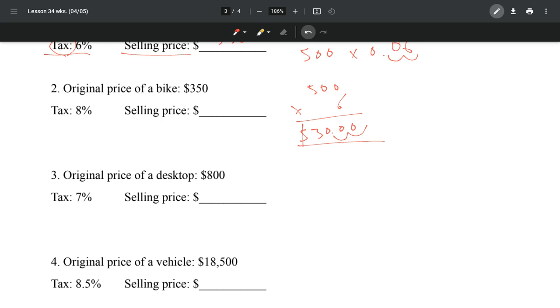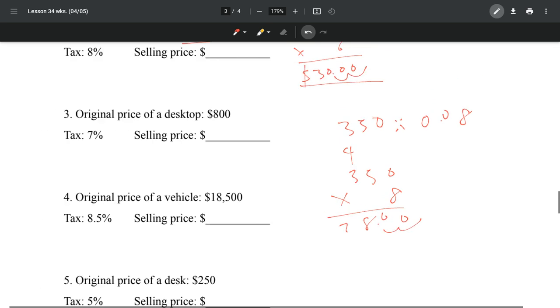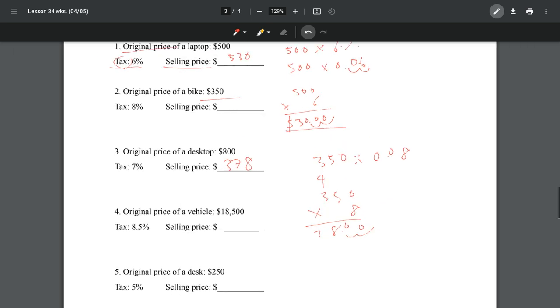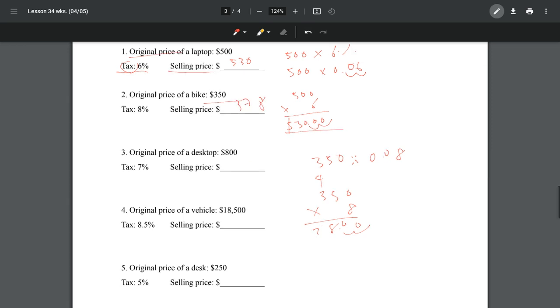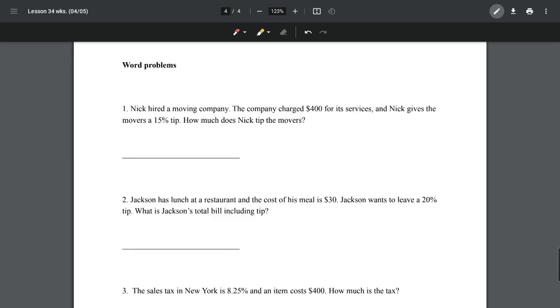How about number 2? The original price of a bike is $350, and then we have a tax of 8%. So we're going to multiply it by 0.08. Again, 350 times 8, that's 28. Again, move the decimal point, and we do 350 plus 28, which is $378. Oh, wrong place. That's 378. Okay, so that's it. Try the rest on your own, and then let's move on to our last page.